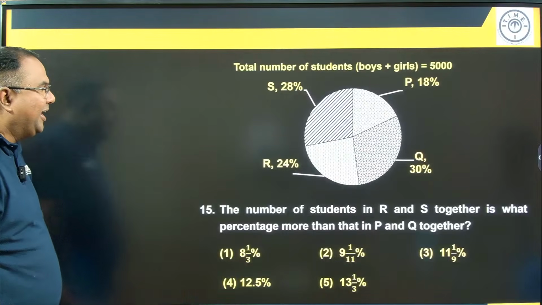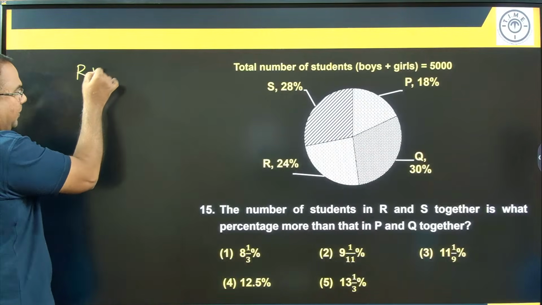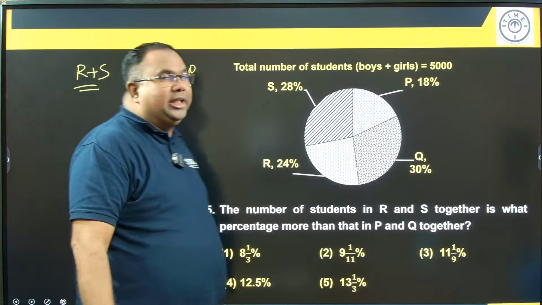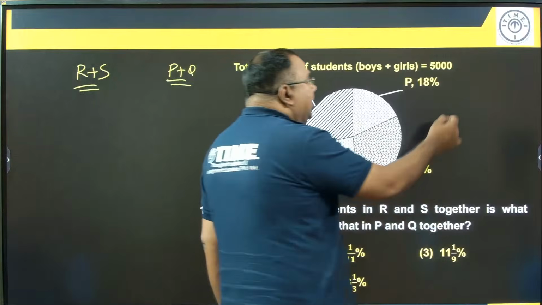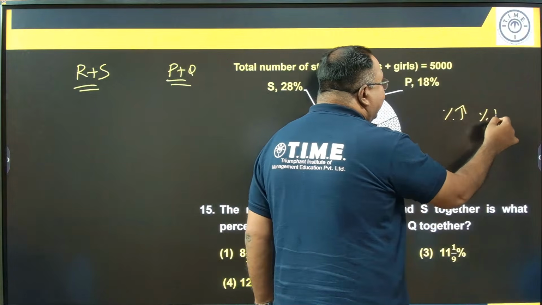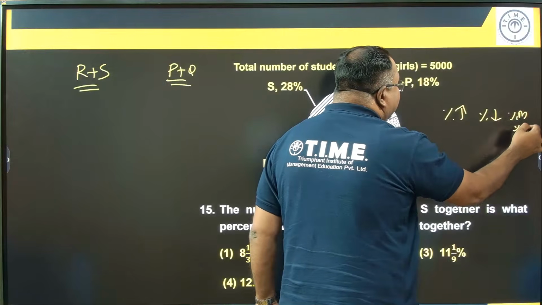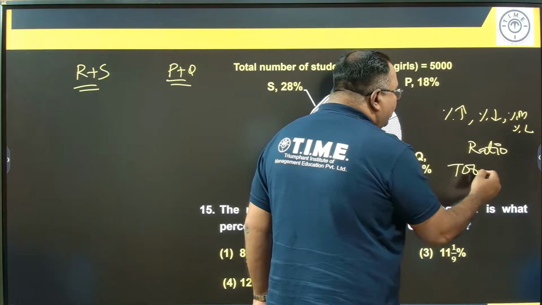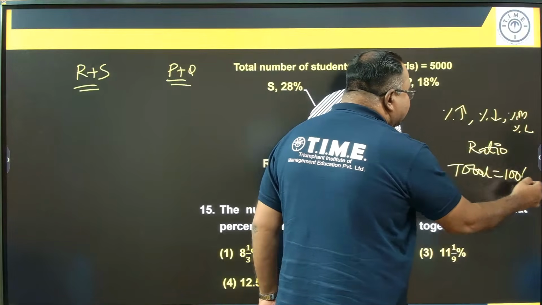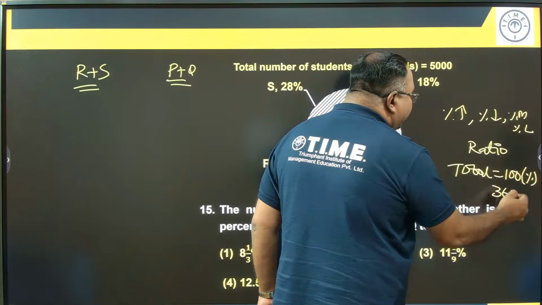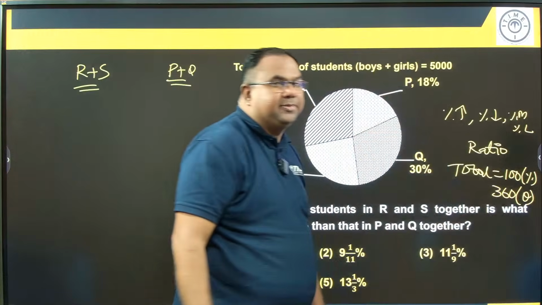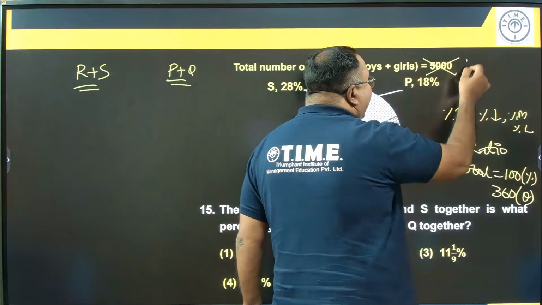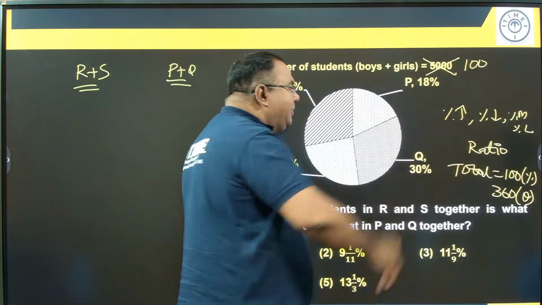Number of students in R and S together is what percentage more than P and Q together? Whenever it is a pie chart and the question is related to percentage, that means it may be percentage increase, percentage decrease, percentage more, percentage less, or any question related to ratio. I'll tell you a simple point. Assume total value to be 100 if the pie chart is given in percentage. Assume total value to be 360 if the pie chart is given in degrees. Your calculations will become easy. You need not take total as 5,000; you take it as 100 because the pie chart is given in percentage, and calculate.